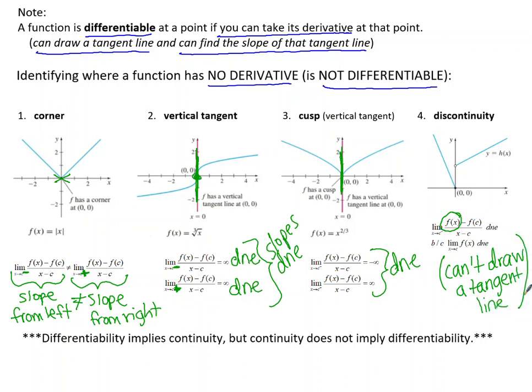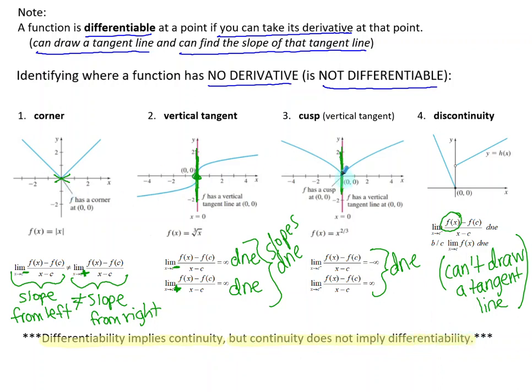And if we can't even draw a tangent line to begin with at a point, we can't find the slope. So at a discontinuity, there is no derivative. The function is not differentiable. Now, it's important to note that if a function is differentiable, then it will have to be continuous. Another way to say that is differentiability implies continuity, but continuity does not imply differentiability.